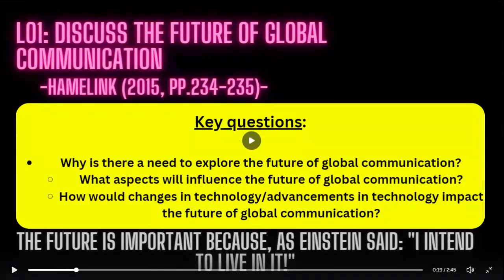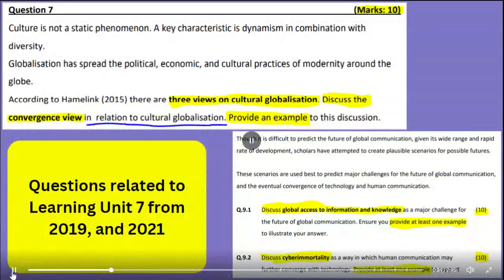Then also, what are the aspects that will influence the future of global communication? So this ties in quite nicely with Learning Objective 2 for Learning Unit 7, and how would changes in technology or advancements in technology impact the future of global communication? Spoiler alert, we can't really predict it. We can ask experts, and we can do observations of past experiences, but it's really, really difficult to predict what the future of global communication will look like when we start incorporating considerations for technological advancements. But like Einstein said, it's important to talk about it because we are going to live in the future, especially with the fourth industrial revolution, and the beginning of the fifth industrial revolution as well.